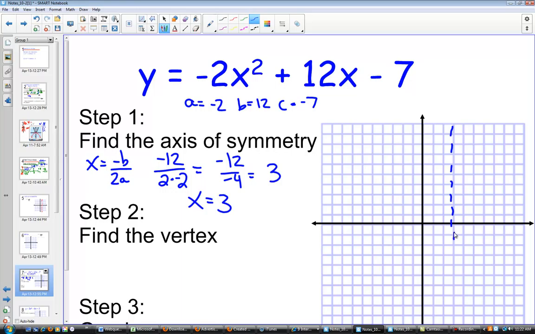Oh boy. Vertical line. That probably would have been drawn better if I would have just done this. Yep.